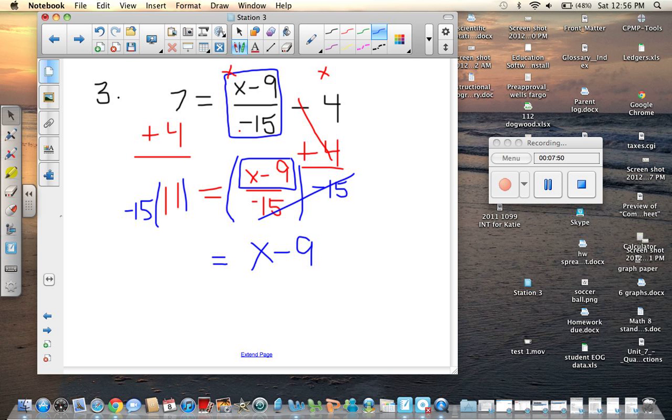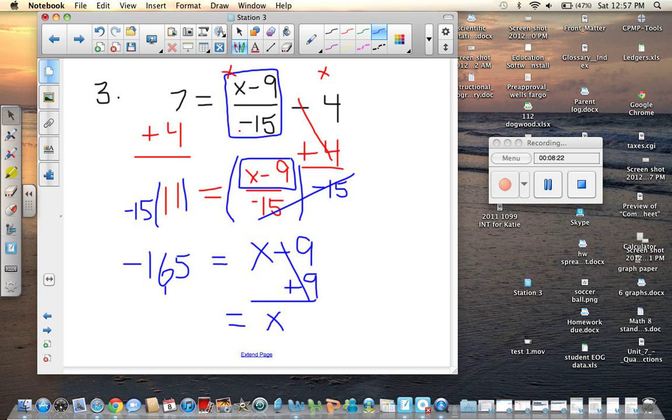And then on the left side, when you take a negative 15 and multiply it by 11, you get negative 165. And then the x is being kept from being alone because of the negative 9. So to get rid of that, we're going to add 9 to each side. Over here on the right side, negative 9 plus 9 is 0, so we're left with x, and that was the whole point, was to get the x alone.